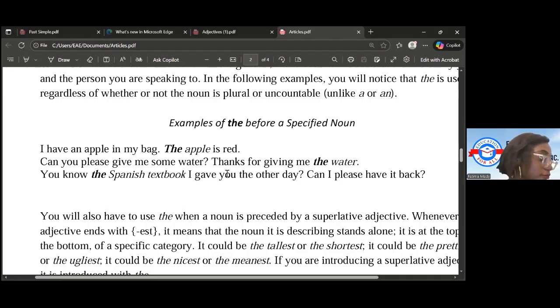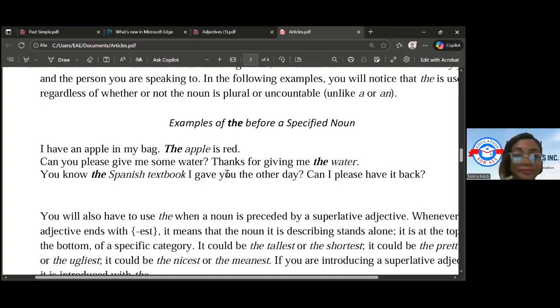Examples of the before a specified noun. I have an apple in my bag. The apple is red. Can you please give me some water? Thanks for giving me the water. You know the Spanish textbook I gave you the other day? Can I please have it back? Okay. That was okay, not bad.